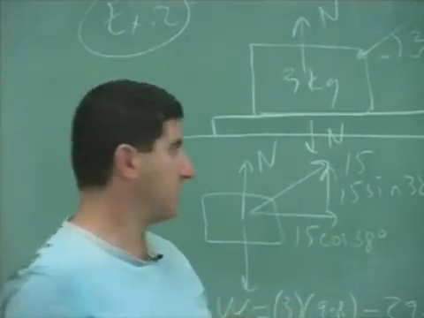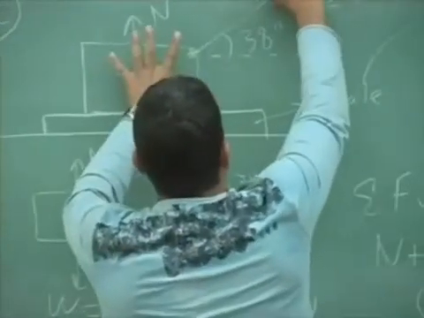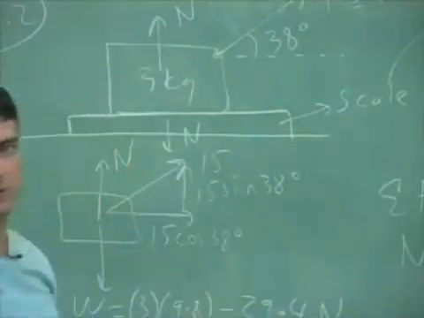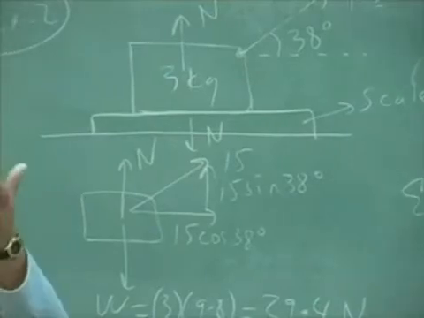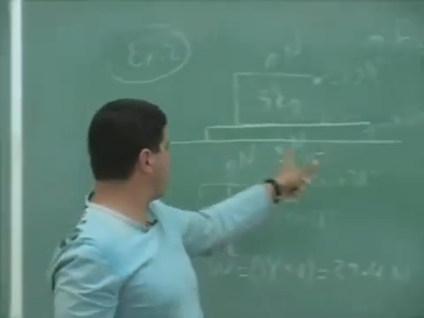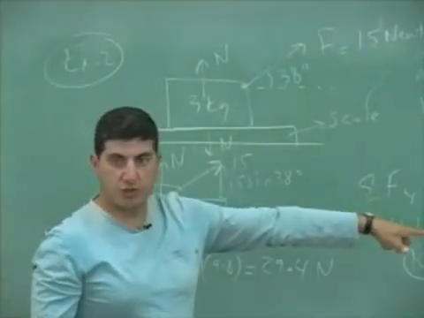Okay, so if somebody's pulling up on an object, what is that going to do? It's going to give it a little lift. So it's going to make it think it's less heavy than it is. Okay, so the scale is going to read 20.17.